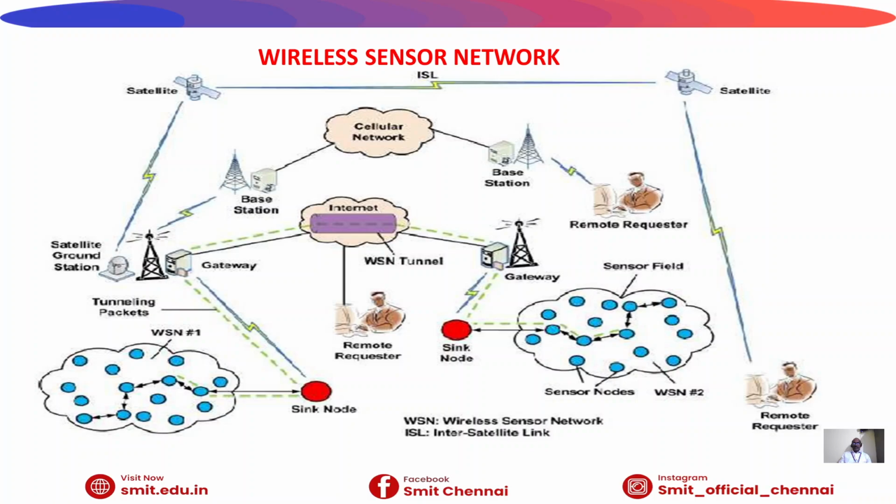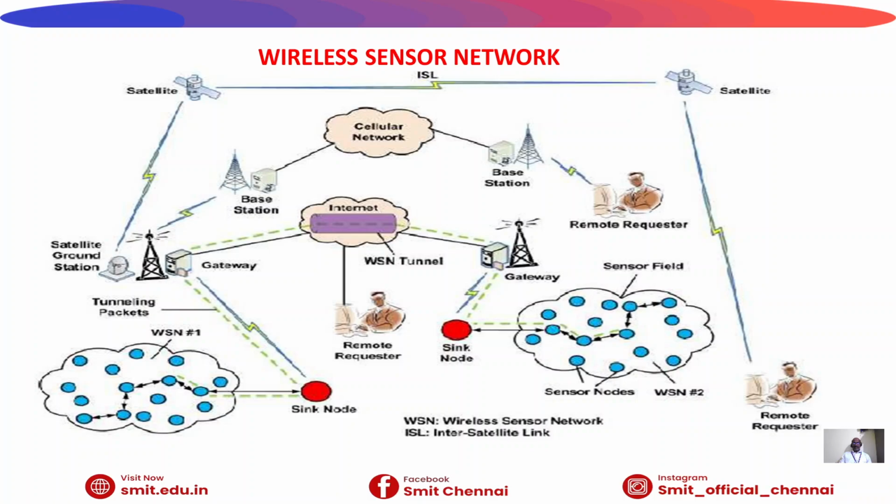On top you have satellites, and on the left-hand side satellites also. The satellites are connected with each other through an inter-satellite link, ISL. At the bottom you see the WSN. There are two WSNs, WSN #1 and WSN #2. These WSN networks interact with the real-world through the collection of sensors, routers, and one coordinator.